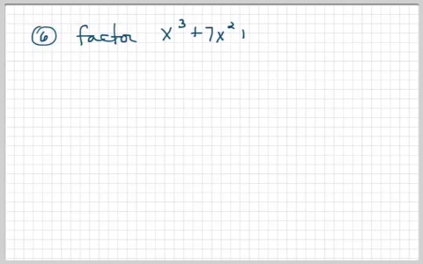number 6, which you did not see, but the directions were just factor x cubed plus 7x squared plus 10x, and maybe 4th hour saw this one, I'm not sure. Maybe whenever you're asked to factor, you got a few choices, but the first thing I'd always do is check for a GCF. So you look at each term.